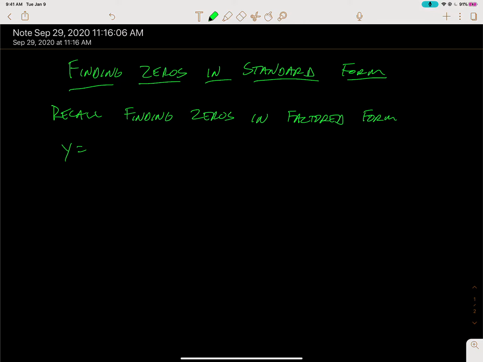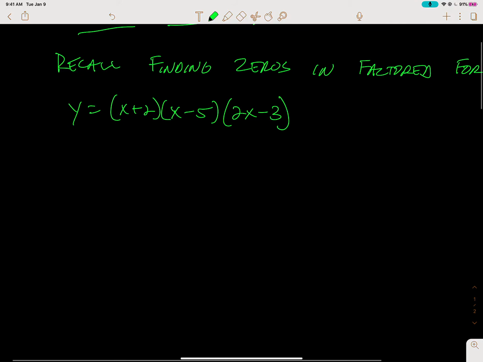So if I wanted to find the zeros of this polynomial, we'll say x plus 2 times x minus 5 times 2x minus 3. We know there's a couple ways to do this, but some of us know that you just take the opposite. For the factor x plus 2, we're going to say x equals negative 2, and for x minus 5, we're going to say x equals 5.